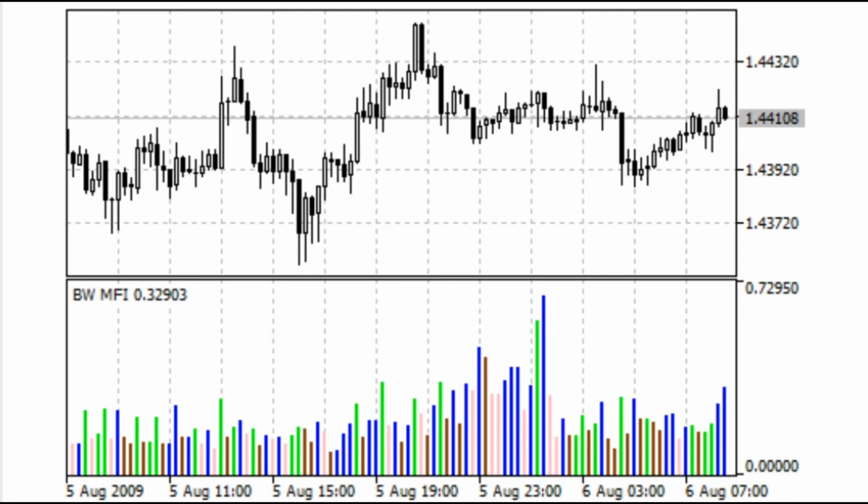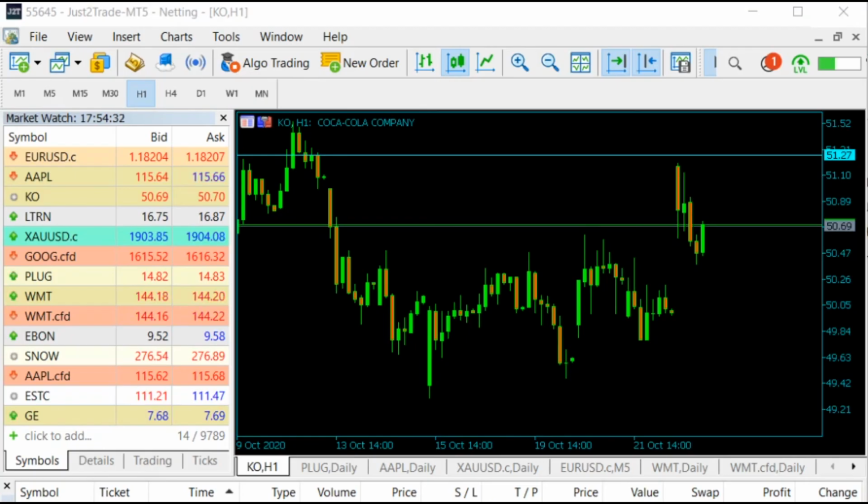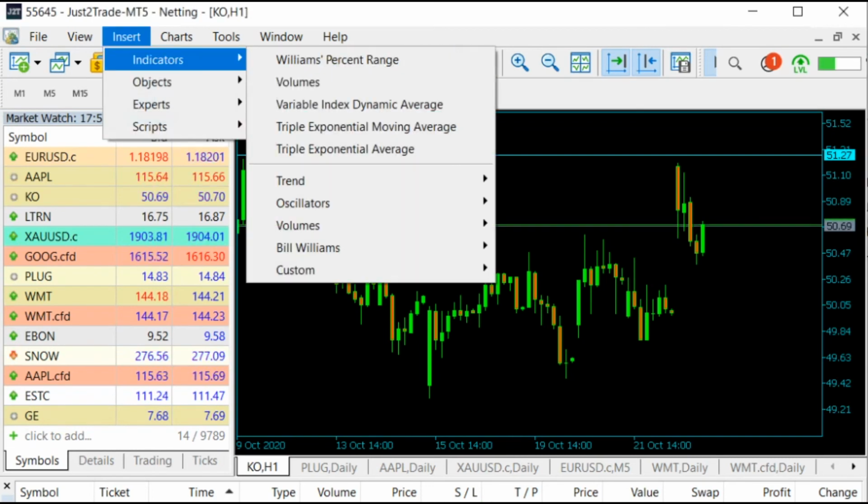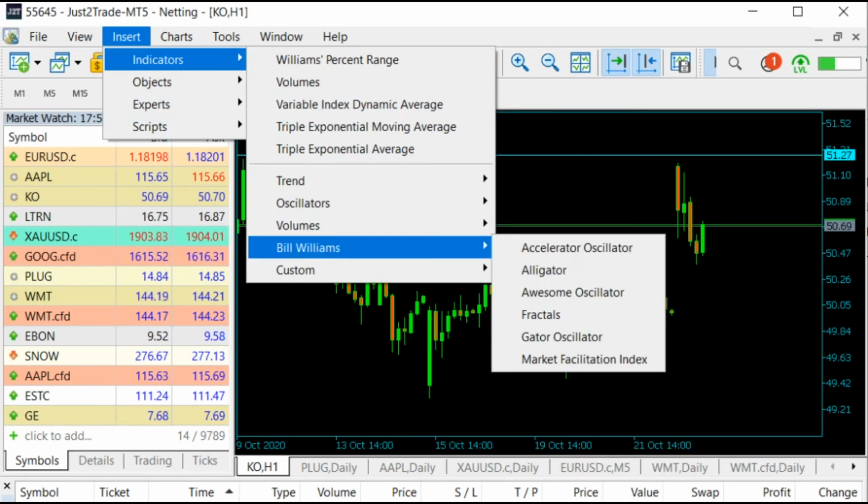One of the good things about the Bill Williams indicators is that they're available as standard with many types of charting software, including the MetaTrader 4 and MetaTrader 5 trading platforms. So let's take a look at how to add indicators to the chart. For that, we need to choose Insert, as usual for indicators, then Indicators, Oscillators, and choose Bill Williams. As we can see, we can add Awesome Oscillator, Alligator, Fractals, Gator Oscillator.